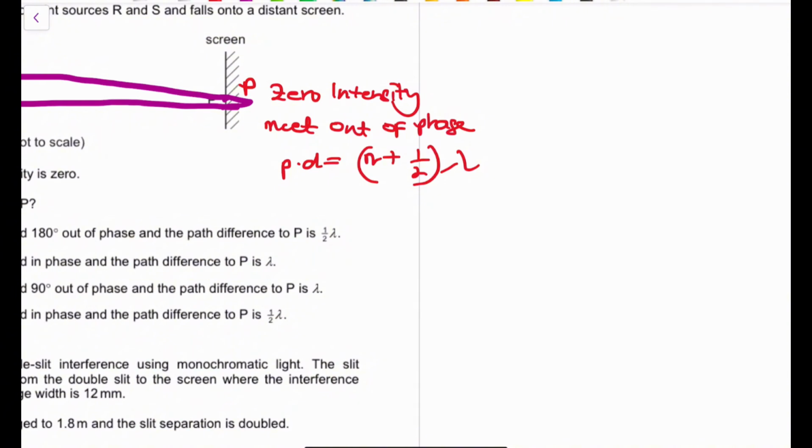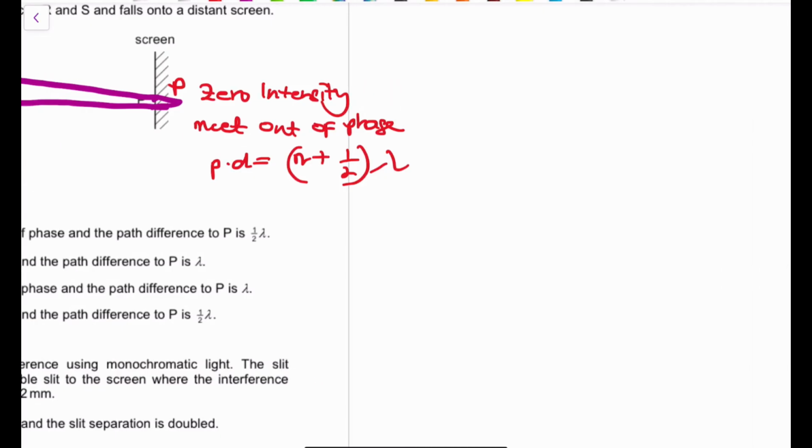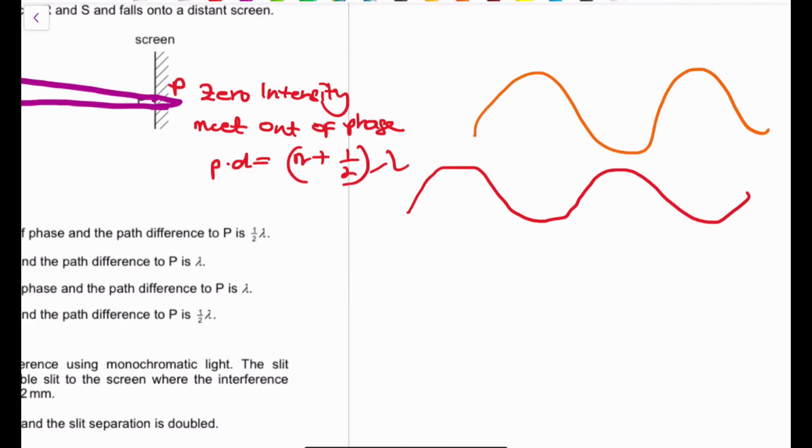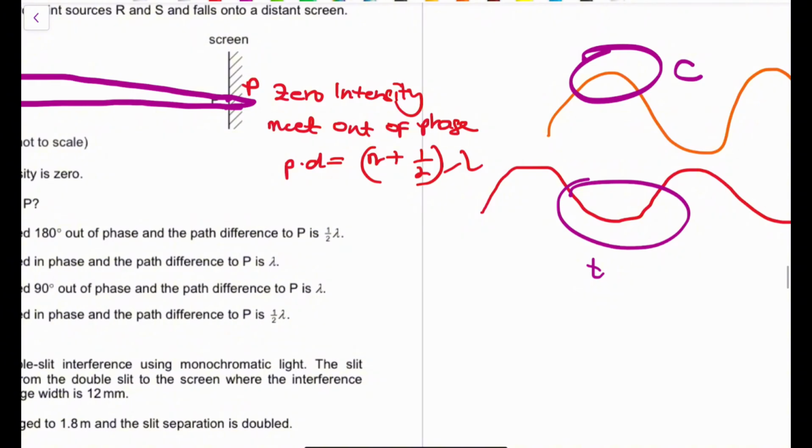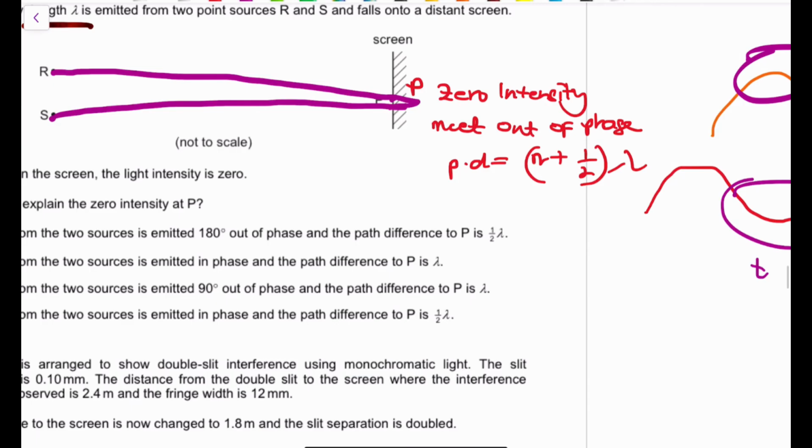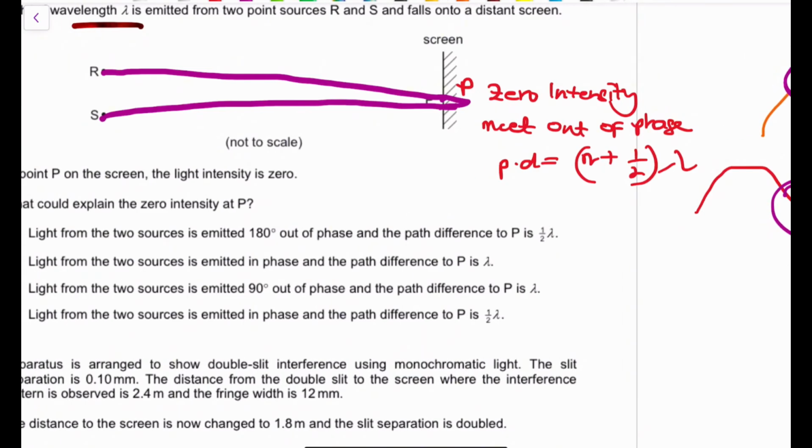If they have a path difference of half lambda, it means that if one wave is like this and one wave is like that, the crest of one wave is going to meet the trough of the other. As you can see here, this trough is going to meet that crest over here. And those two are going to have zero intensity because there will be zero amplitude, right? So if they meet out of phase by half lambda, 3/2 lambda, 5/2 lambda, whenever they are half fractions of lambda, they're going to have zero intensity, right?